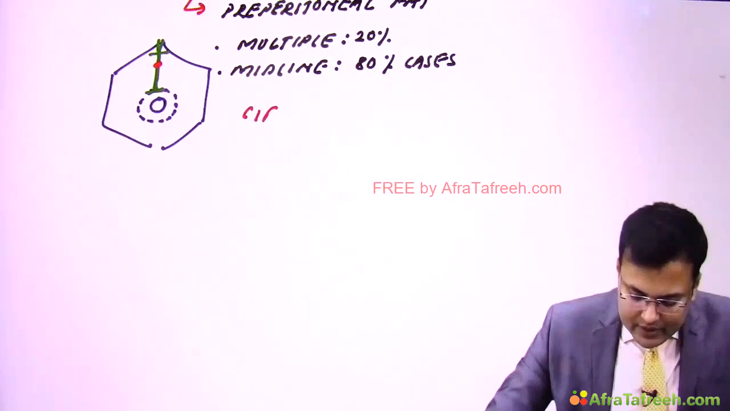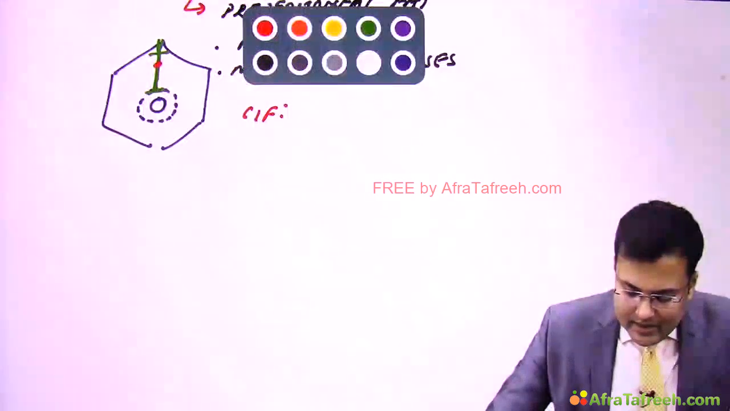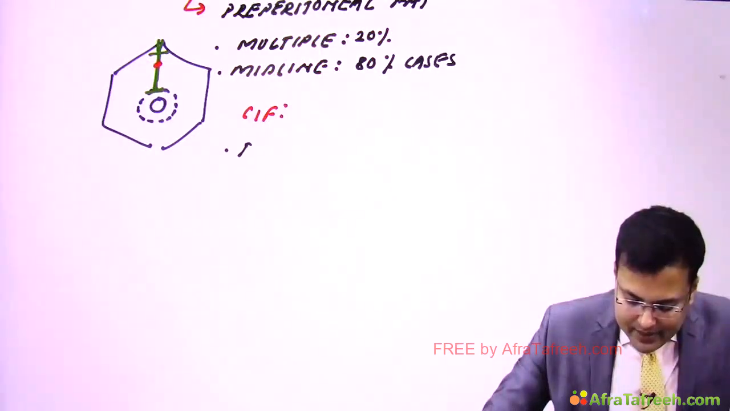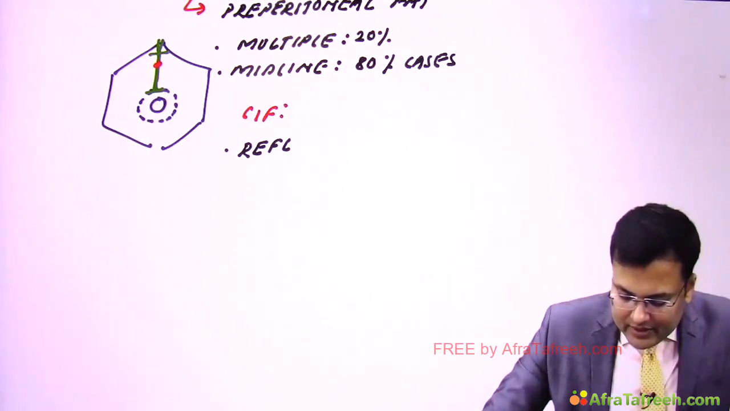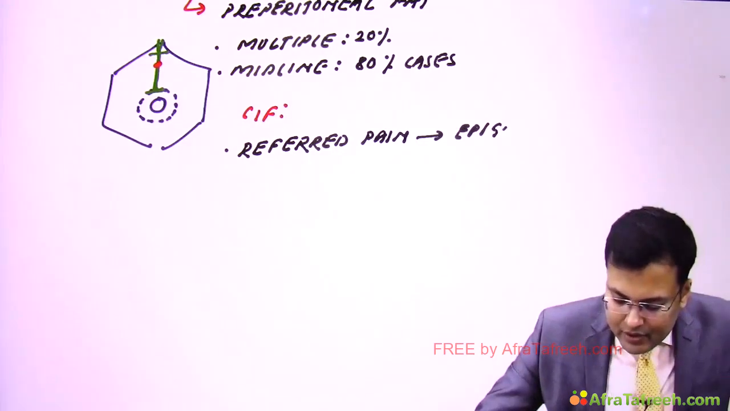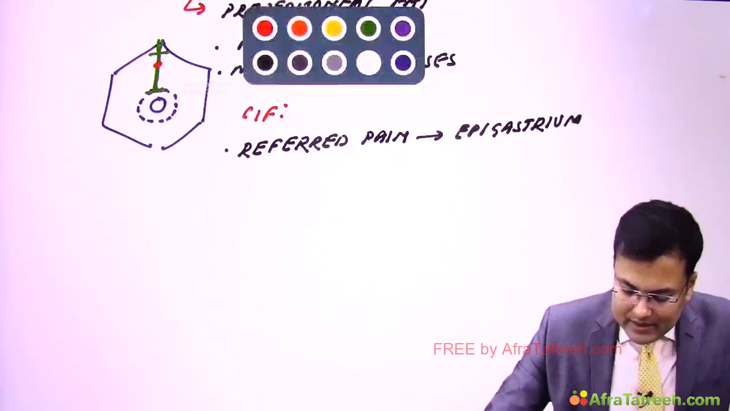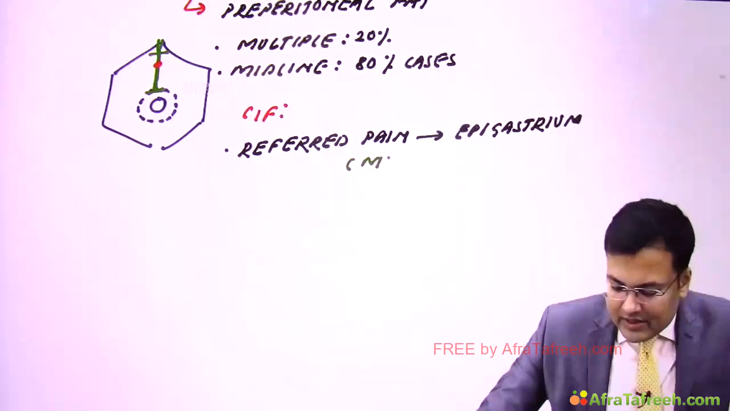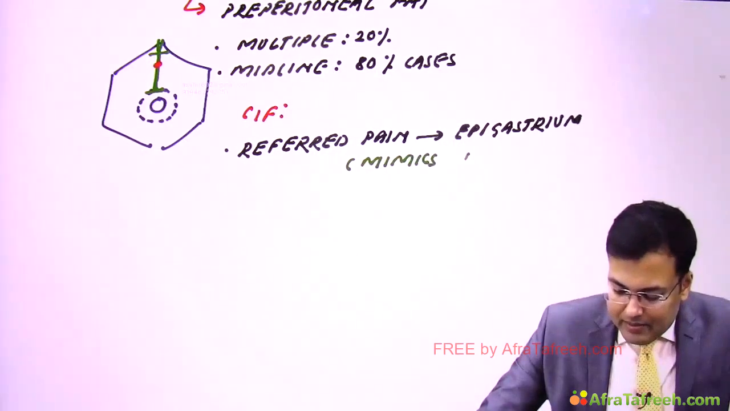So see clinical features. In epigastric hernia, there is referred pain to epigastrium. And since there is referred pain to epigastrium, it mimics peptic ulcer. This is the question which is asked. It mimics peptic ulcer.